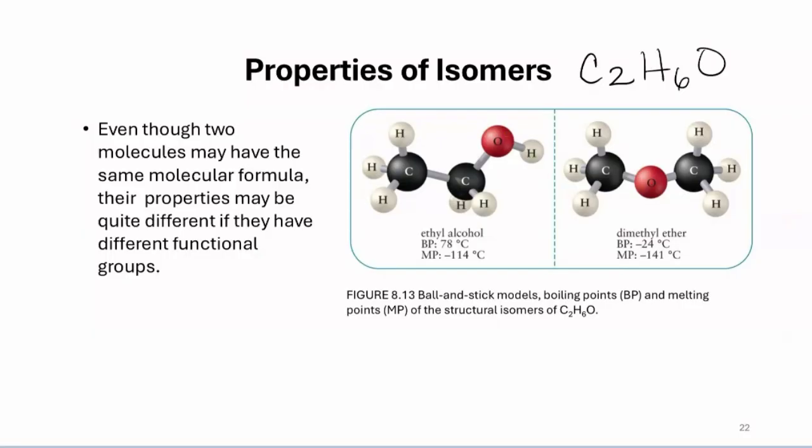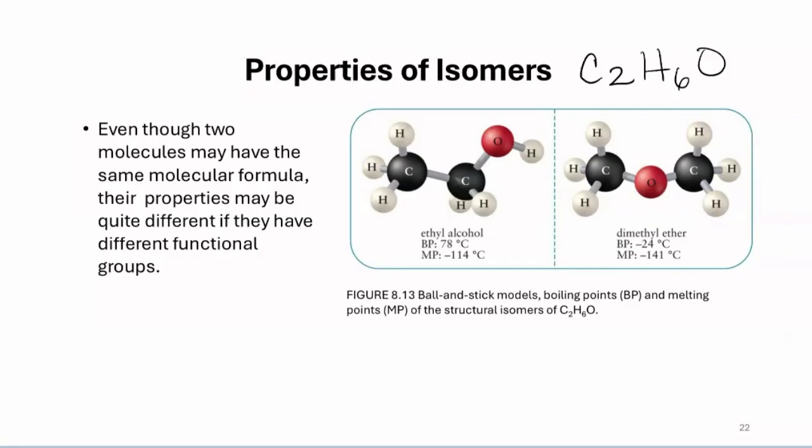And you can actually go through the same process and see that dimethyl ether is also a molecule that has the chemical formula C2H6O. Even though these two molecules have the same chemical formula, since the attachment of atoms is different, and particularly we can see here that these two are even different functional groups, the properties of these molecules are going to be different.